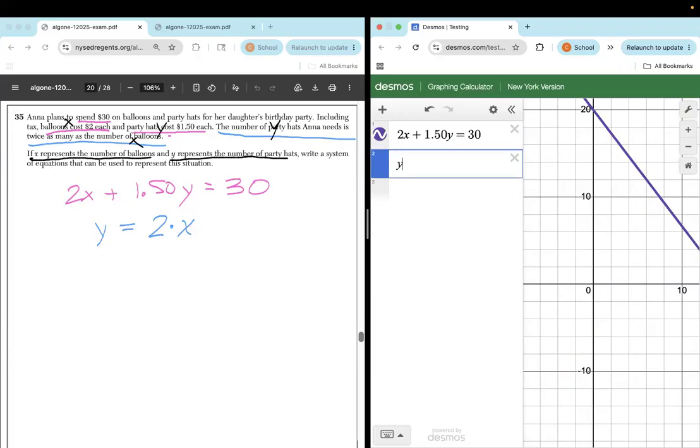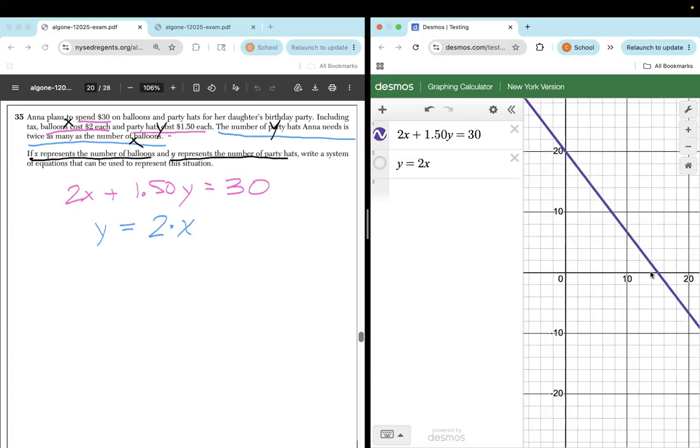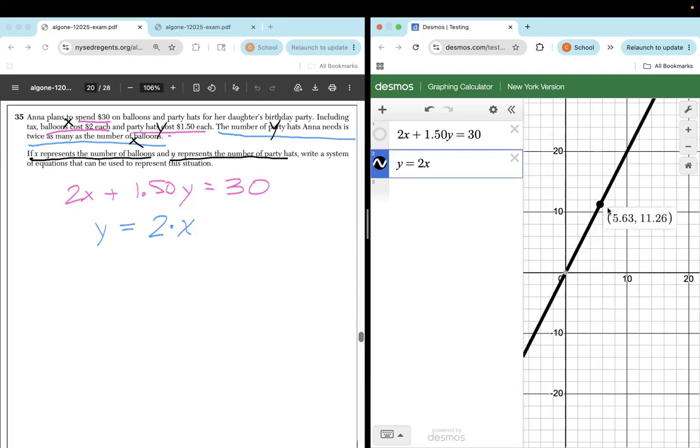And it helps me find the solution, which when they have you write a system, they're going to ask you to find the solution. So here are all the ways she could spend $30. There's a lot of different ways she could spend $30, right? And here are all the ways she could buy twice as many party hats as balloons. Again, a lot of different ways. The solution is what satisfies both constraints.